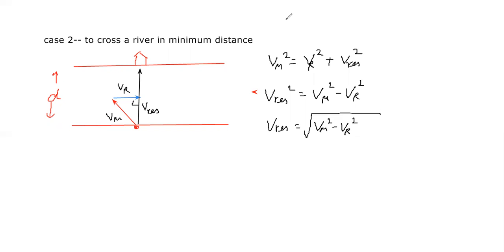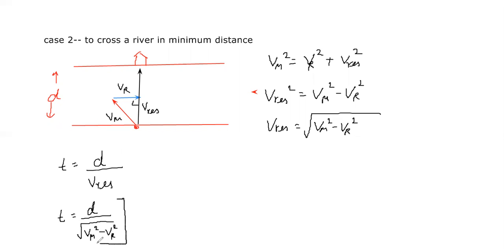Now we want to calculate how much time. Time equals displacement upon velocity in the direction of displacement. The displacement is d and the velocity is V resultant. So time equals d upon the square root of Vm square minus Vr square. That is the time.